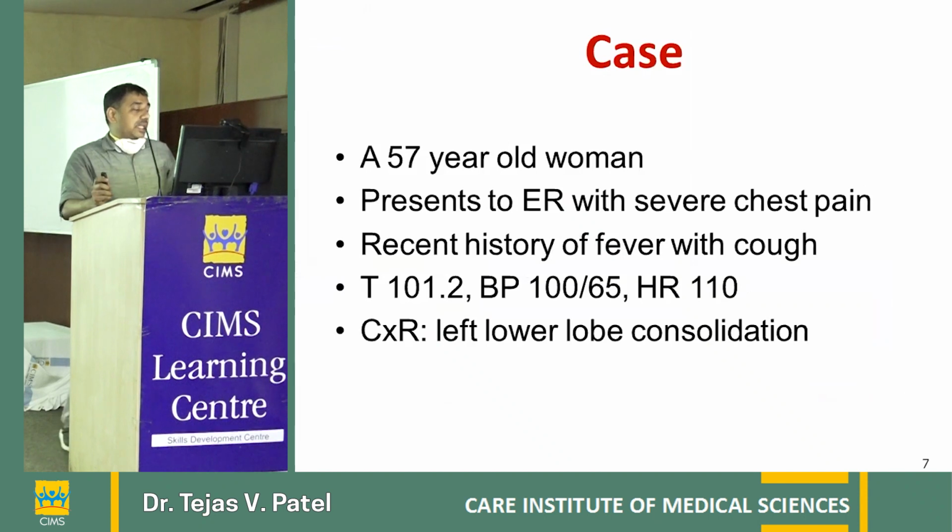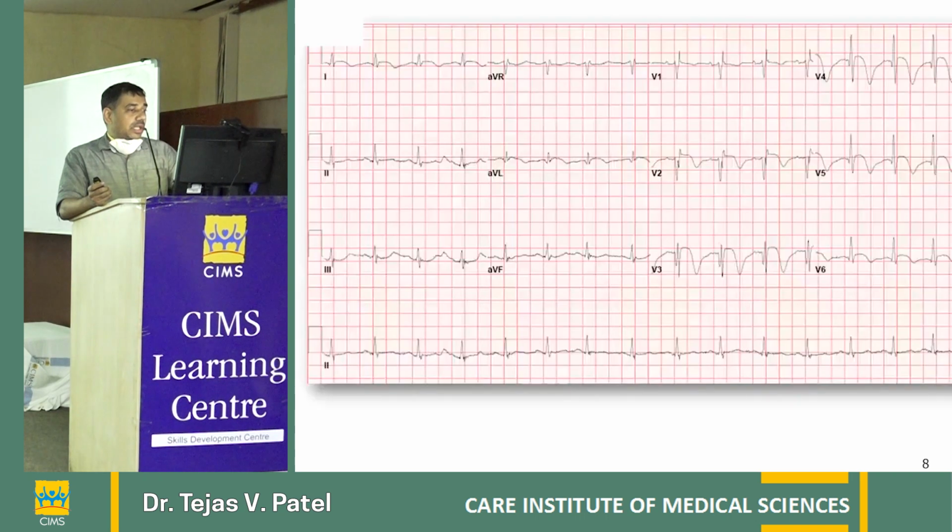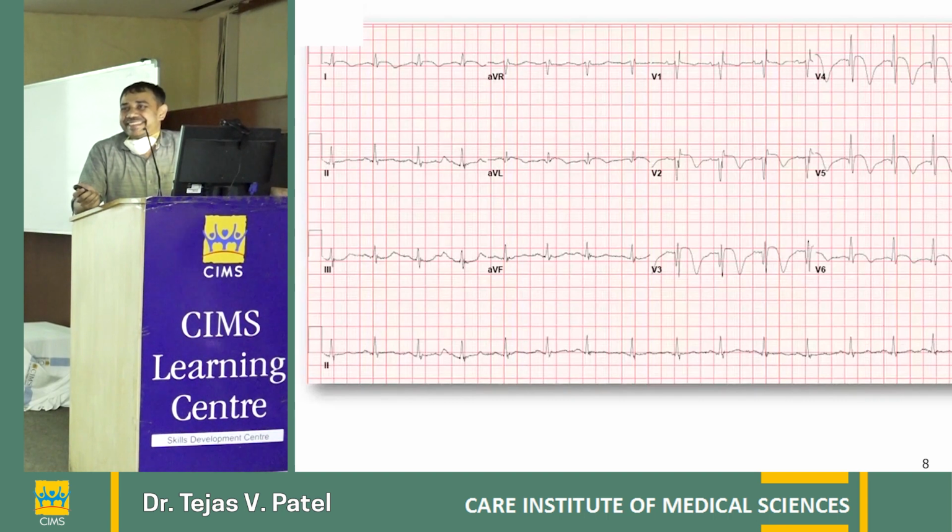Okay, next case. A 57-year-old female patient came to the emergency department with severe chest pain. She had a recent history of fever with cough. Basically, she had left lower lobe consolidation, pneumonia. Amit Bhai was called for reference. Vitals were fine. Heart rate was 110. And this was the ECG. Amit Bhai has seen this ECG and would like to comment on that.